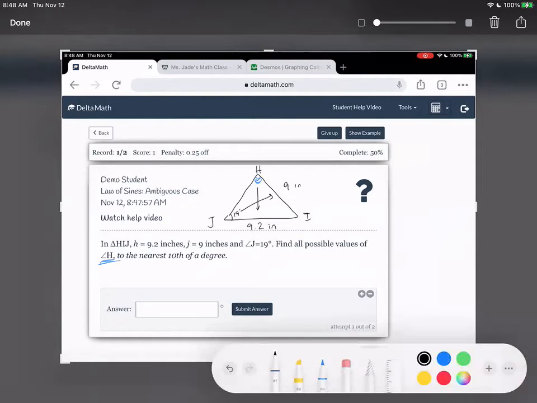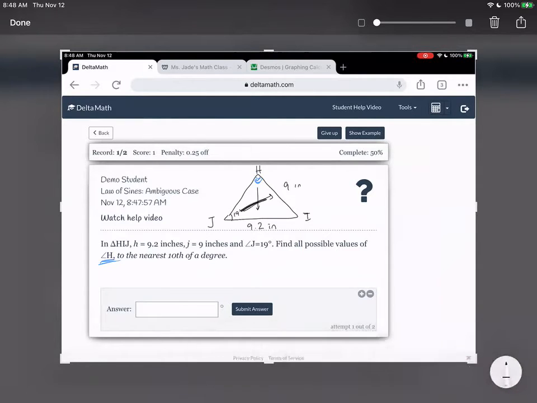And so let's set up our proportions. We have this pair right here, the 19 and the 9. So I'll just write it here: 9 over sine 19 is equal to 9.2 over sine H. Any questions about setting up that proportion?